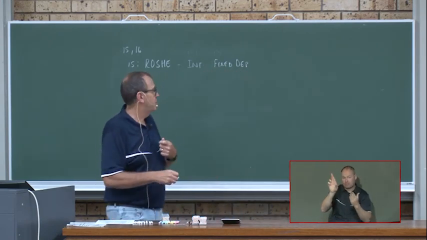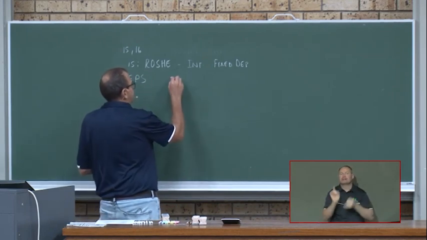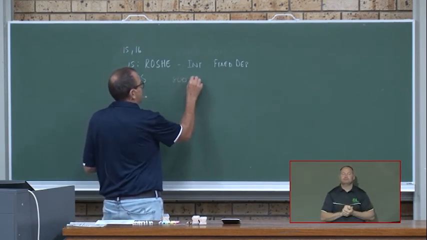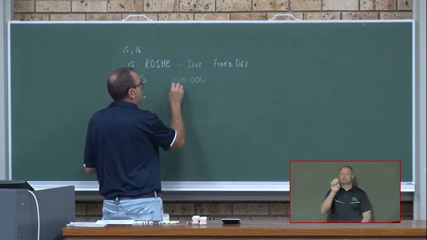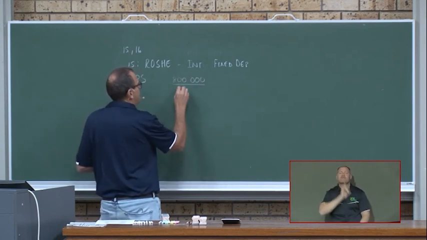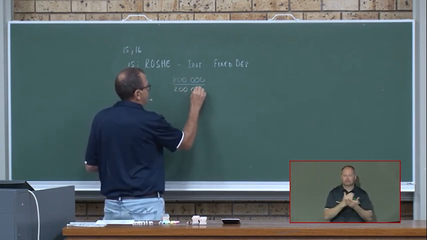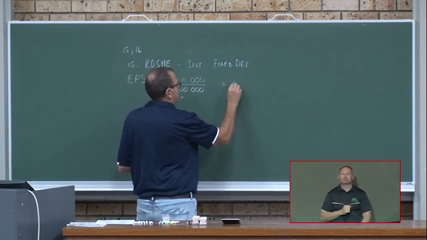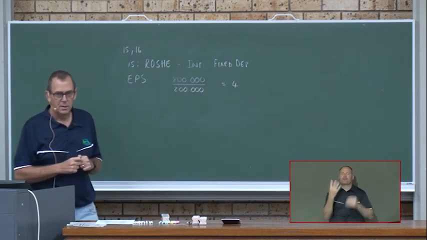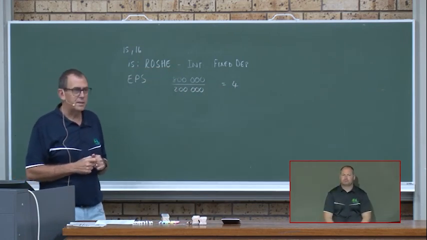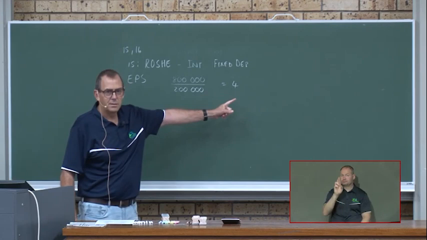But now learners do the following. Let's say the net profit was 800,000 and you had 200,000 shares in issue. Now the learners get 4. All right. So what is that, 4 rand or 4 cents?